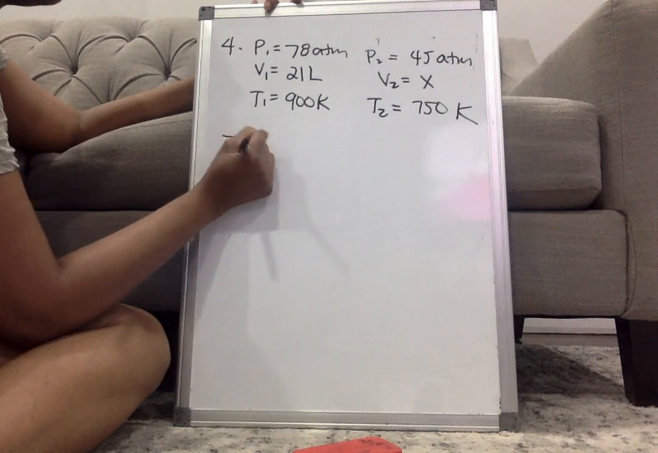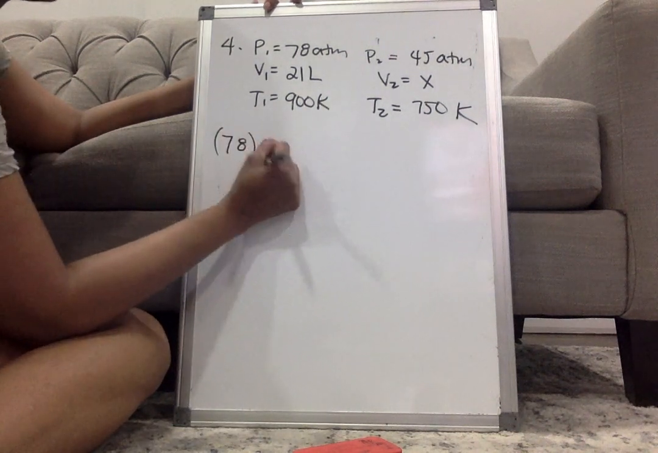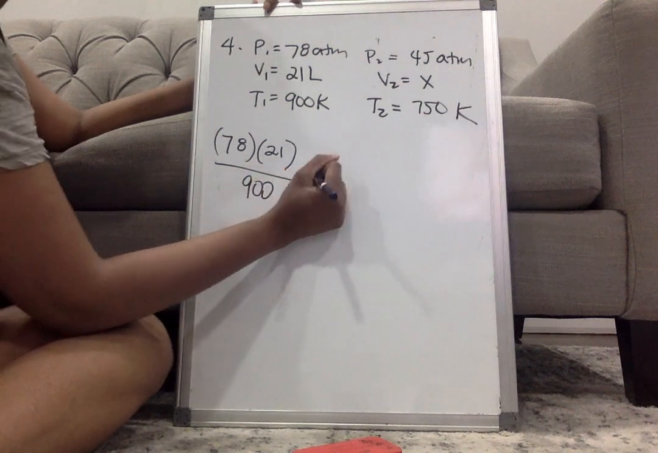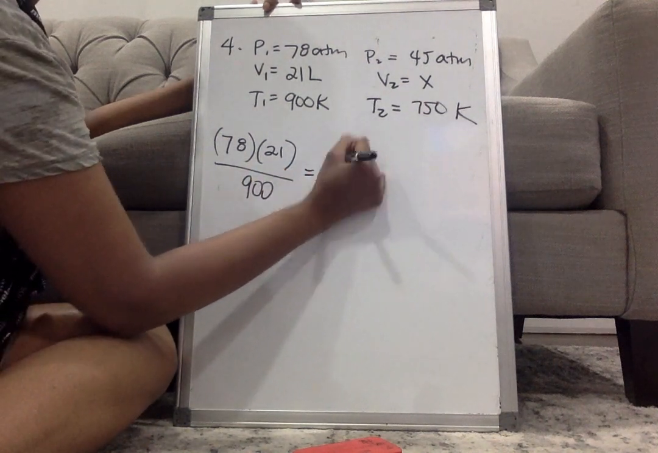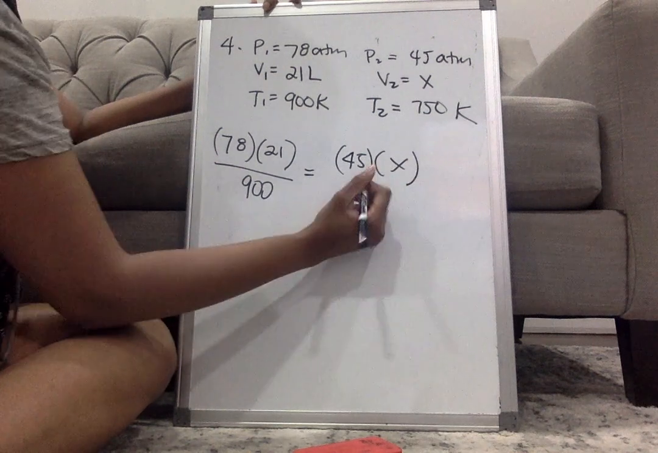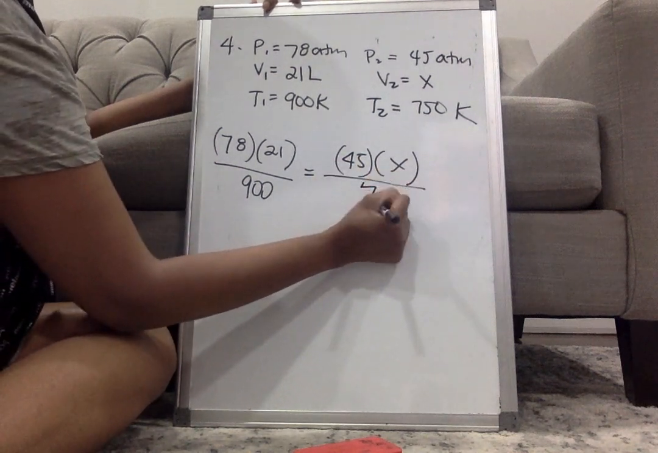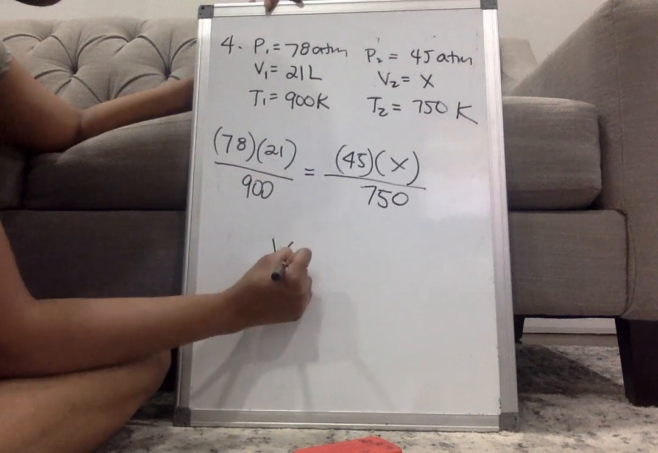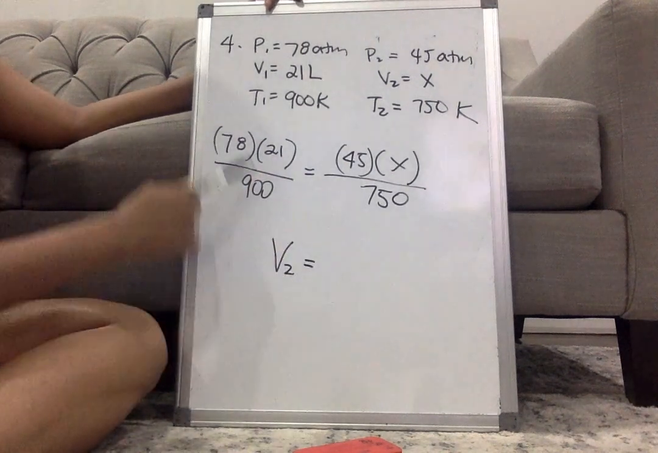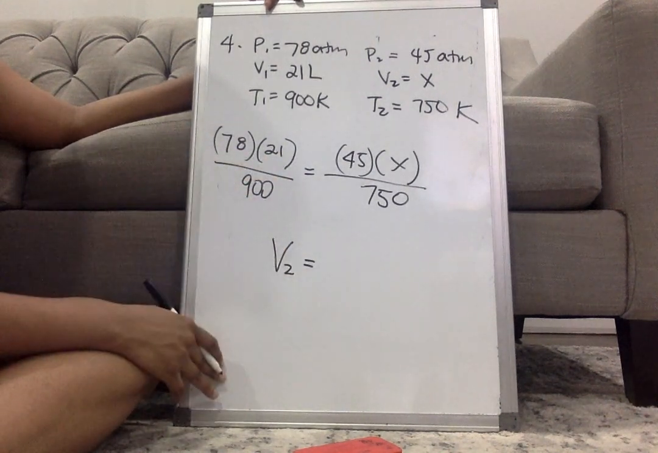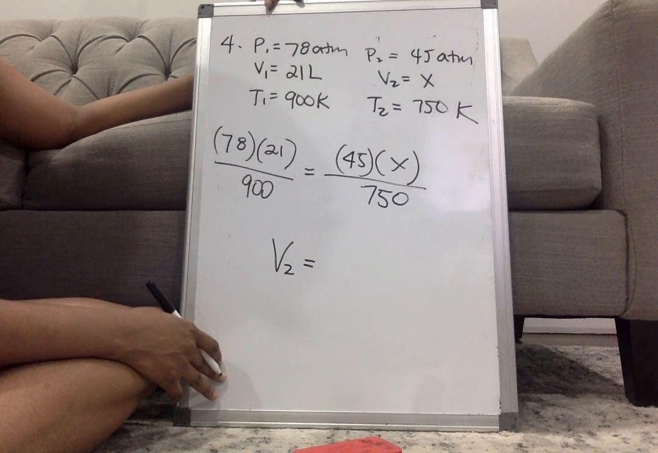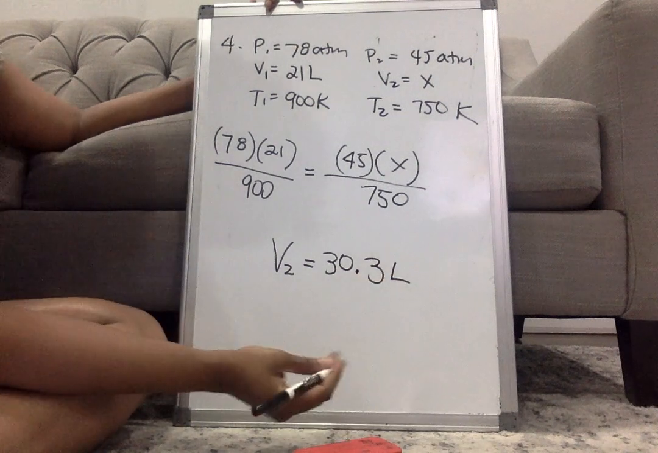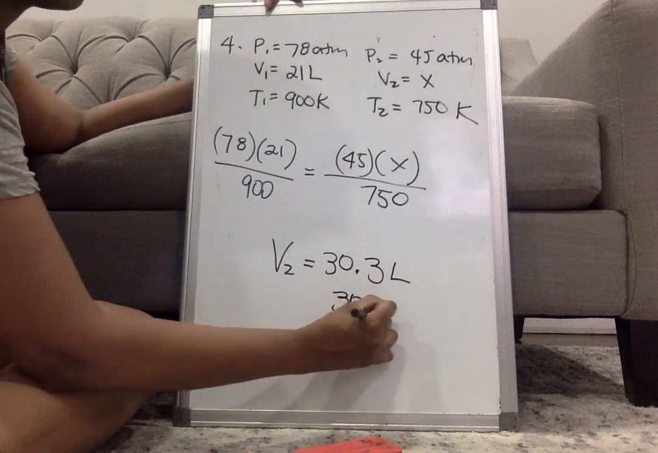Again, plug in. 78 times 21 divided by 900 equals 45 times X divided by 750. And then once we do our calculations, our final volume will be 30.3 liters, and of course you could just leave it as 30 liters.